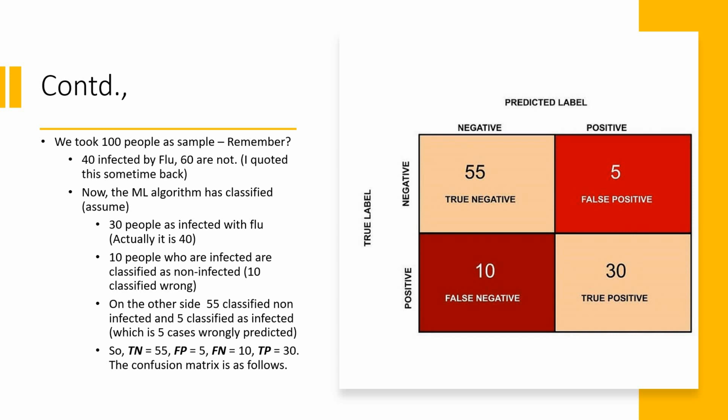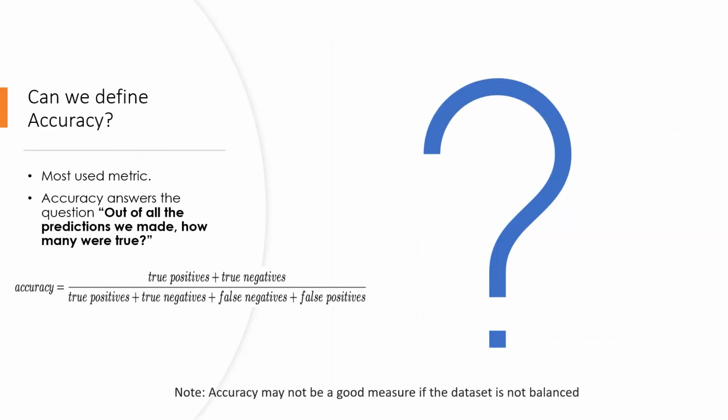Now, the true negative would be 55. 55 are classified as non-infected. False positive would be 5. False negative would be 10. True positive would be 30 because 30 people are really infected and that has been classified as infected. Now fill that into the picture, and this picture, whatever we have presented in front of you, is called the confusion matrix. That's all. This is very simple, and remember, this is called the confusion matrix.